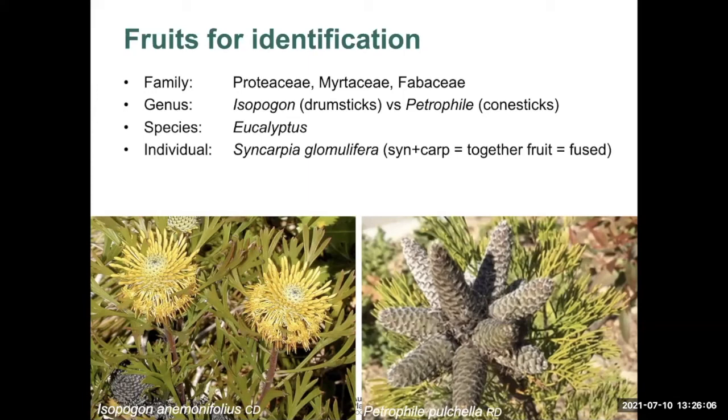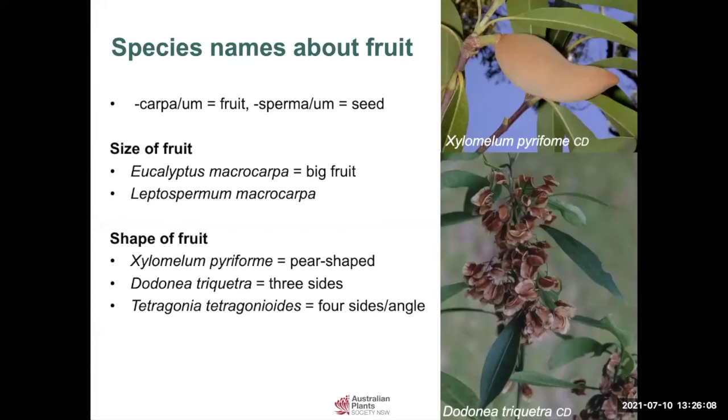Okay, what I just thought I'd talk about is some species names of plants that are about the fruit. And here it's useful to keep in mind two words that refer to the fruit or the seed. So if you see carpa, carpum, or carpus in a name, that's referring to the fruit. And if you see sperma or spermum in the name, that's referring to the seed. So I've just got some examples of these here.